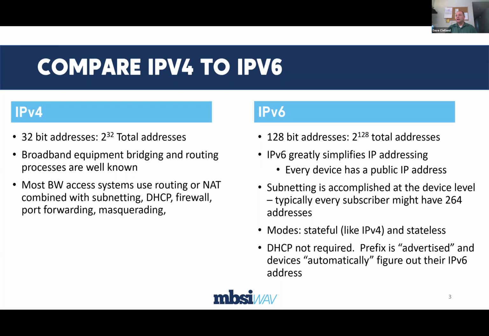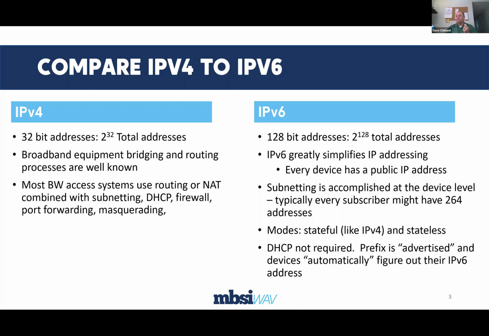IP version 6 greatly simplifies IP addressing in that every device on the network, whether it's an IoT device, a CPE device, a router, whatever it is, can have a public IP address now, because this address space is so huge. Subnetting is accomplished at the device level. Typically, every subscriber might have, whoops, I got 2^64 addresses. That should be a /64. It might have 64 bits of addresses. We'll get into what the prefix looks like.